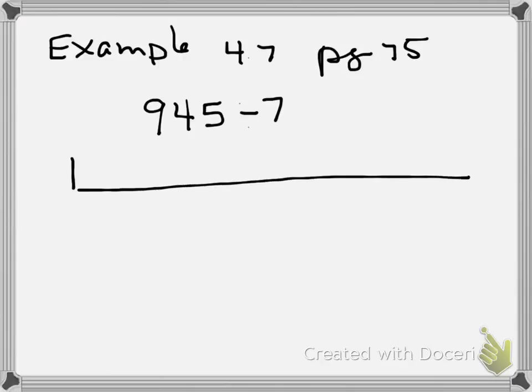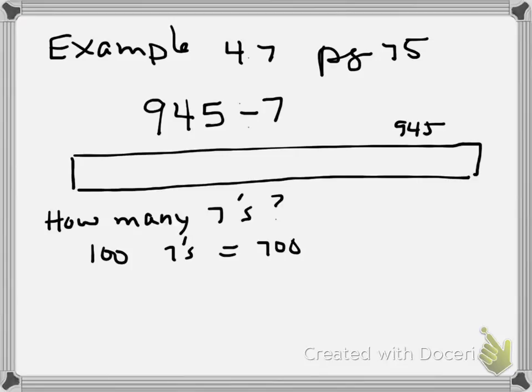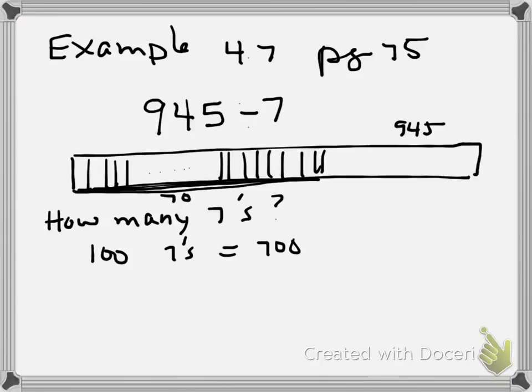So I'm going to draw my bar diagram here, and I'm going to say that total, this is 945. So if I'm thinking, how many sevens go in there? Well, I'm going to start with a big number that I can easily work with. So I'm going to say, well, 100 sevens gives me 700. So it's like I put all these little sevens in there. I'm just going to count over here. Okay, those are all sevens. So that right there is 700.